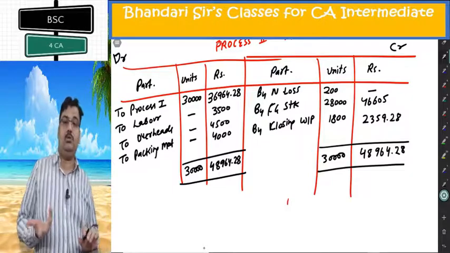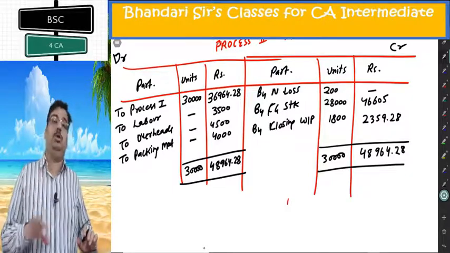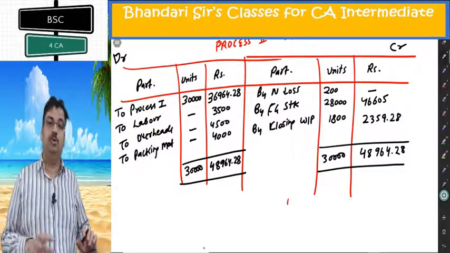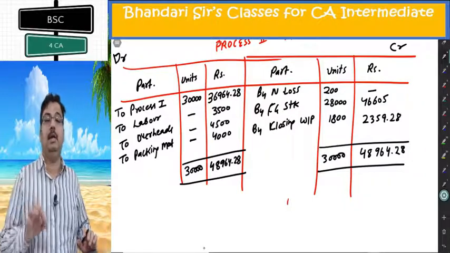Now in the next class we will be understanding and doing the FIFO method, and there is one more question in the illustrations which is a very easy question on weighted average, that also we will be completing tomorrow. So process accounts will be completed in the next session tomorrow.